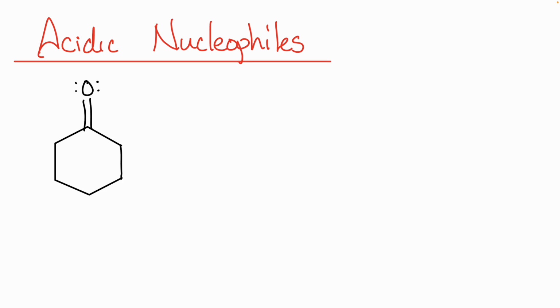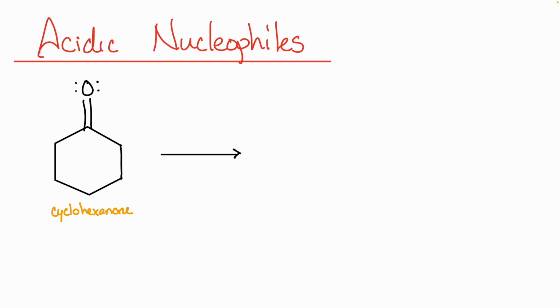Everybody take a second and name this molecule for me. Okay, this would be cyclohexanone. Right, it's a ketone, so it has that -one ending. I don't have to say 1-cyclohexanone because wherever I put that carbonyl group, that would be carbon 1.